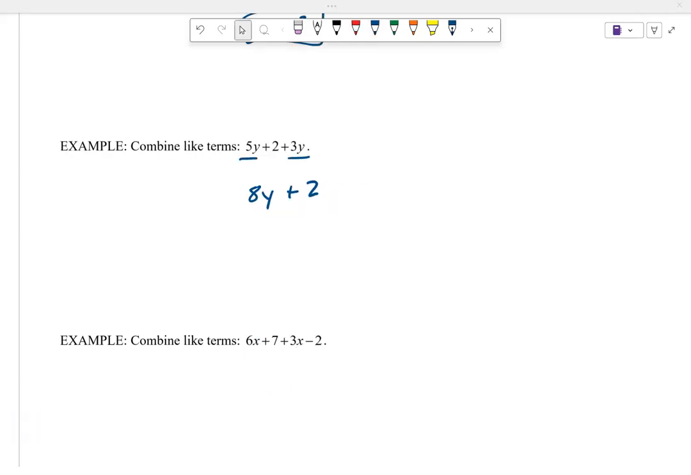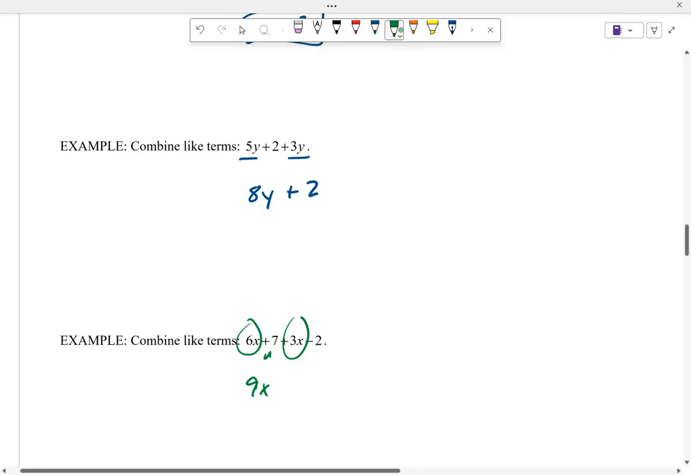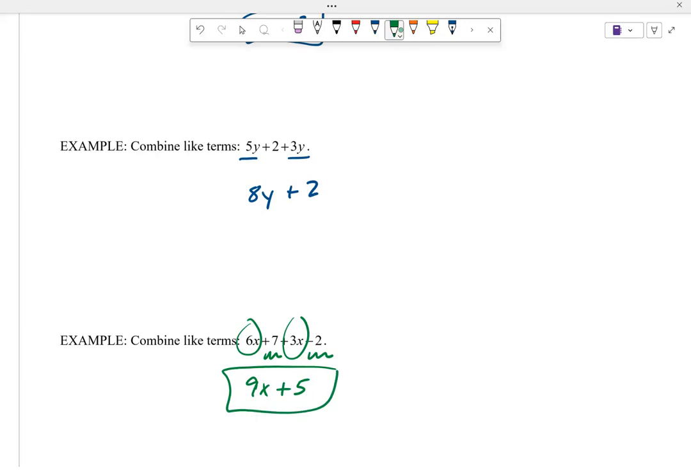Let's do this next one, then I'll let you guys try the last couple here, like terms. 6x, combine it with that 3x gives us the 9x, and then notice the 7 minus 2, the constant terms are like terms. So we got minus 5. Oh, I'm sorry, plus 5. 7 minus 2 is a positive 5. Sorry about that.